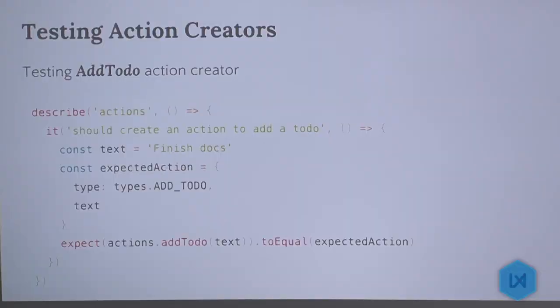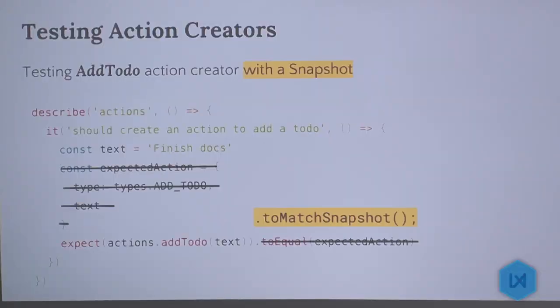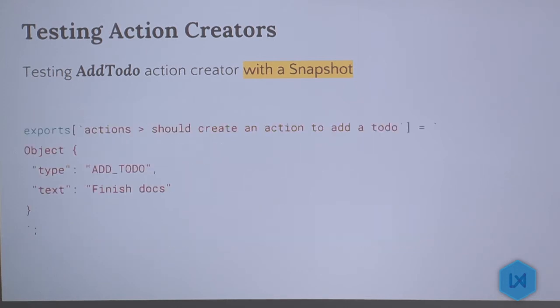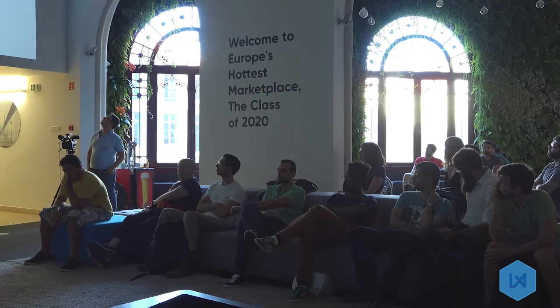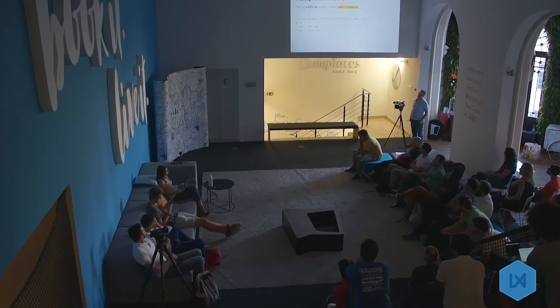But we can also test this with a snapshot. So instead of mocking the expected action, we can save it directly in a snapshot. This is the result. This is how the snapshot looks like. So this is the action, and every time the action changes, you don't have to fix the test. We'll just have to update the snapshot.